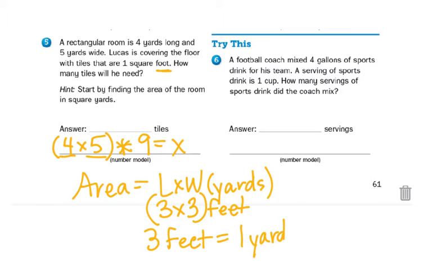So we take 4 times 5, which is 20. Now that just becomes a basic extended fact. 2 times 9 is 18 with 1 0 behind. 180 tiles.